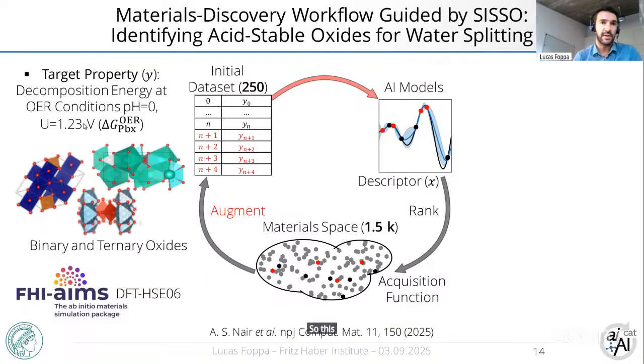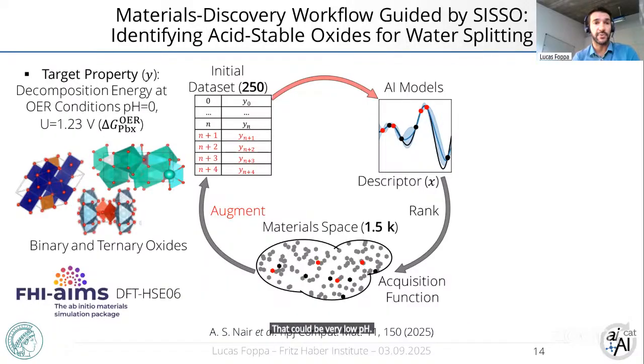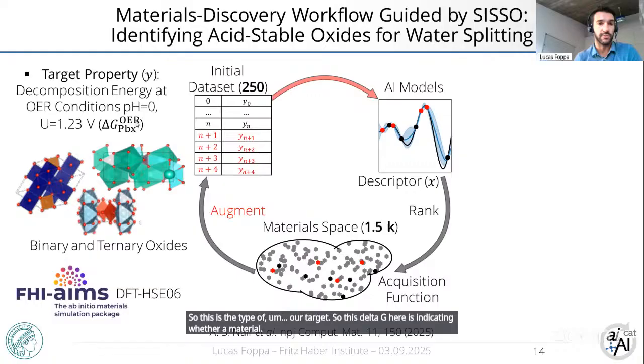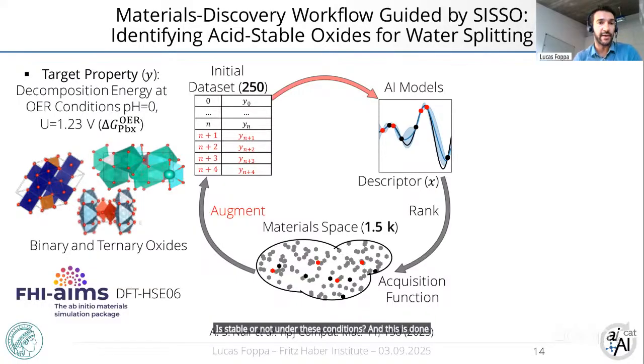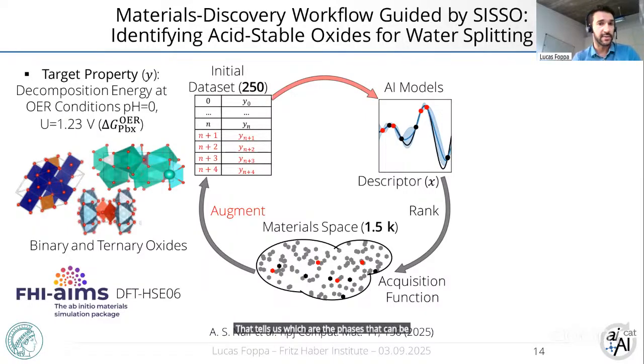This is an important problem because many of the oxides that are promising materials for this reaction will not survive under the conditions of the reaction. For instance, that could be very low pH and very high applied potentials. So this delta G here is our target, indicating whether a material is stable or not under these conditions. And this is done using a Pourbaix diagram analysis, which is a phase diagram that tells us which phases can be stable at certain pH or applied potential conditions.